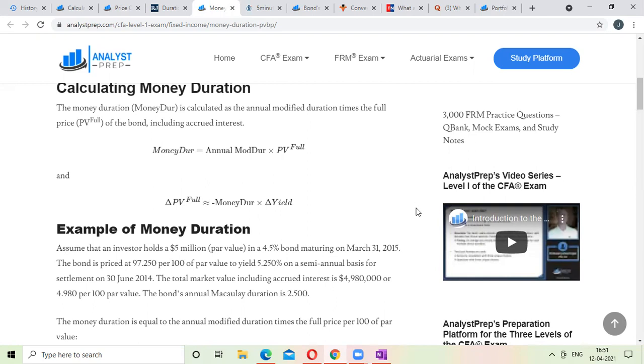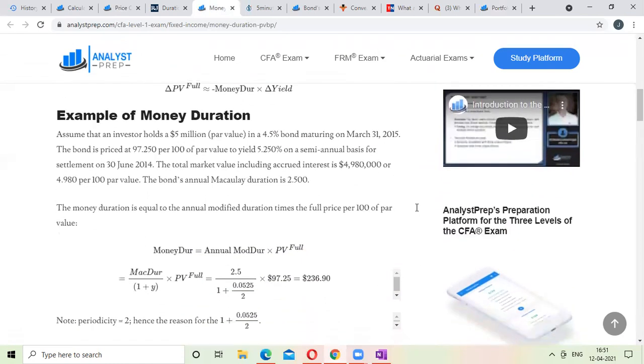If the data is given, what kind of data is given, that depends upon the data, what kind of formula you need to use. Okay, if they give you the full price of the bond and money duration, you have to multiply with the change in the yield. Okay, yield to maturity. So let's take a question.